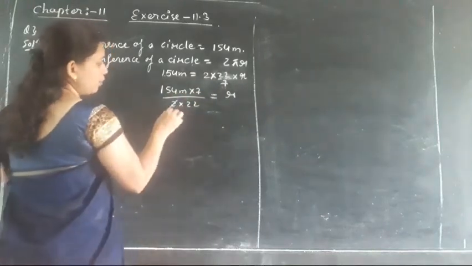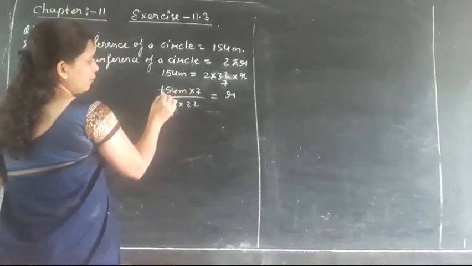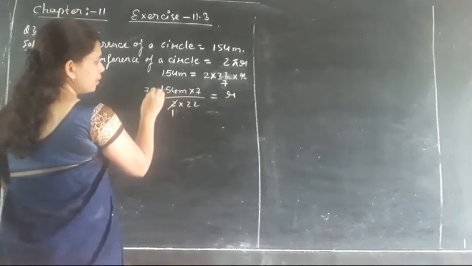Okay, here 2 ones are, and here it will be 15, that means 7 4 7.